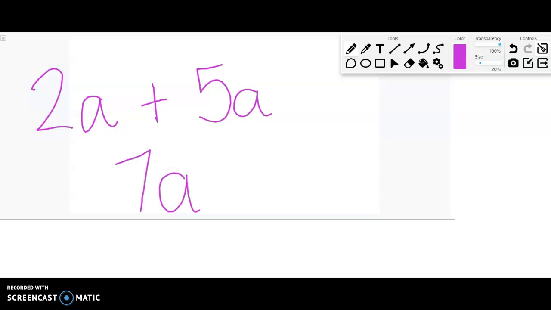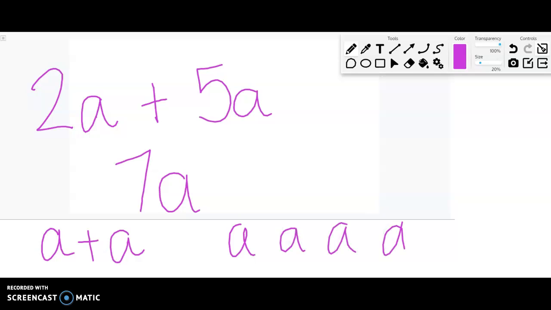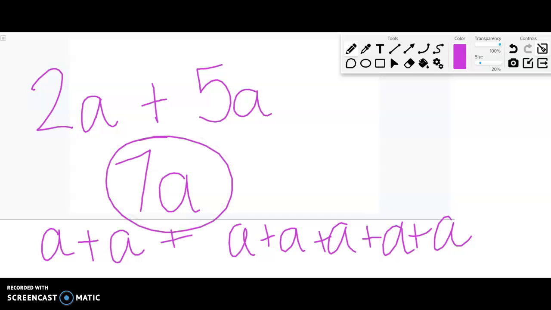What? How does that work, you might be thinking? Well, 2a, remember, is 2 times a, so that means I actually have 2 a's. 5a is simply 5 a's that I'm adding together. And when I combine those two things, well, now I have 7 a's.